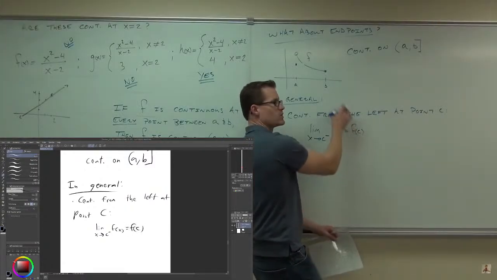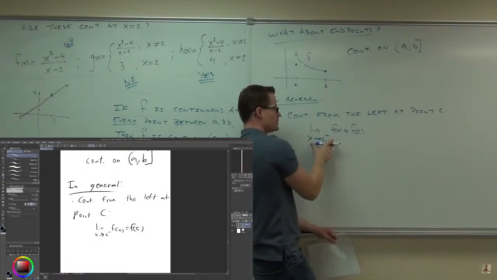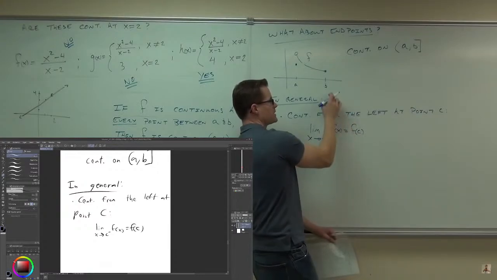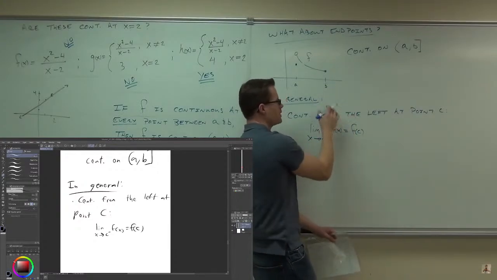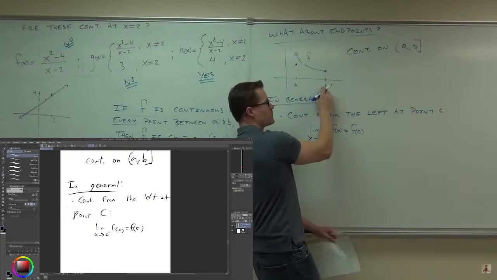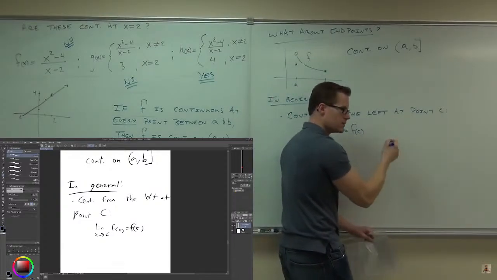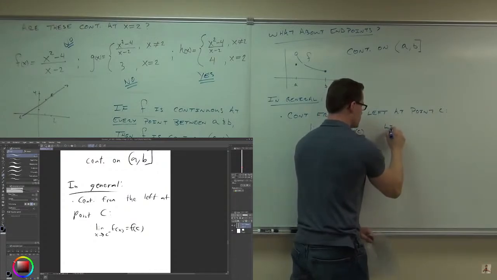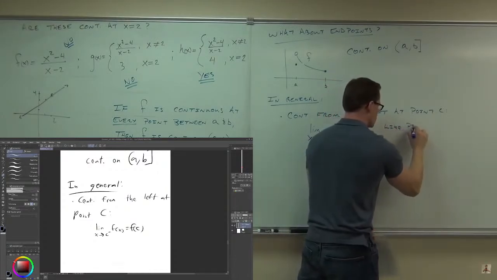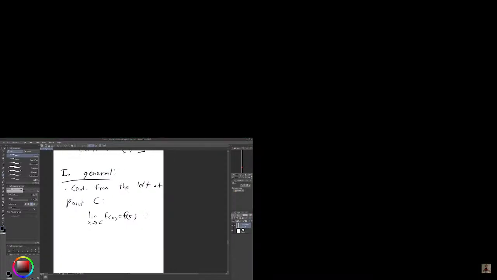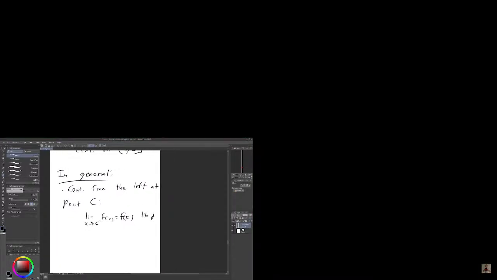This is like the situation we have at point B, okay? The limit from the left exists. The function at C, well, in this case that's B, okay? The limit and the function at the point exist and they are equal. This is like the situation for point B.